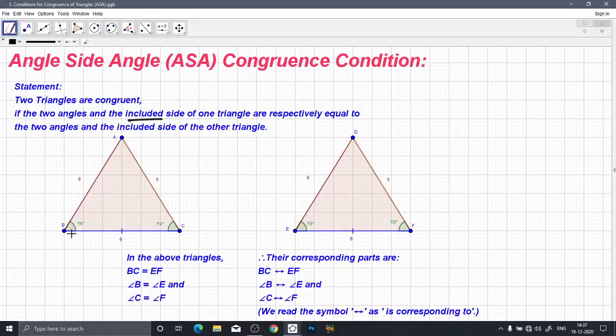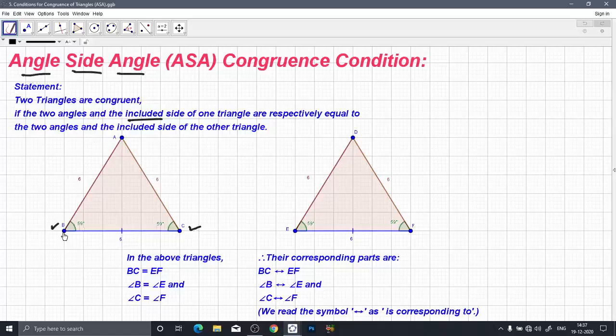Then those two are congruent to each other. Which angles are we taking here? I am taking angle B and angle C. Two angles and the included side, which is this one only. You should not take the other two sides because the side should be in between the given two angles only.